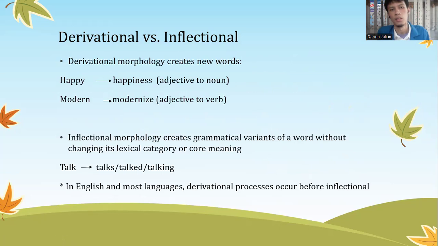So what is the difference between derivational and inflectional? Once again, derivational morphology creates new words, such as happy becomes happiness, adjective to noun, modern becomes modernize, which is adjective to verb. Whereas inflectional morphology creates grammatical variants of a word without changing its lexical category or core meaning. For example, talk becomes talks, talked, talking. In English and most languages, the derivational process occurs before inflectional.